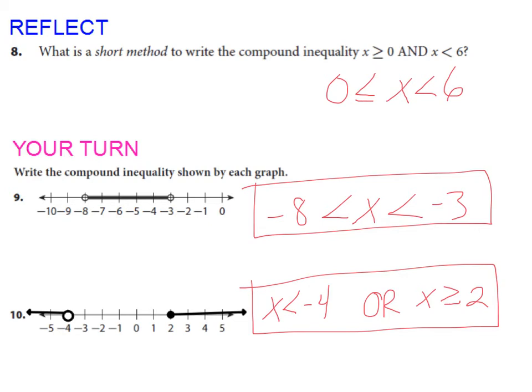Okay, on the second one, they go in opposite directions, so that's going to be an or scenario. So I look at this one right here. I want all the x's that are smaller, because it goes left, so I'll do a less than -4. Notice it's not an or equal to because I had an open circle. On the right side, I want all the x's that are greater than, bigger than 2. It's a closed dot, so I put my or equal to on it.